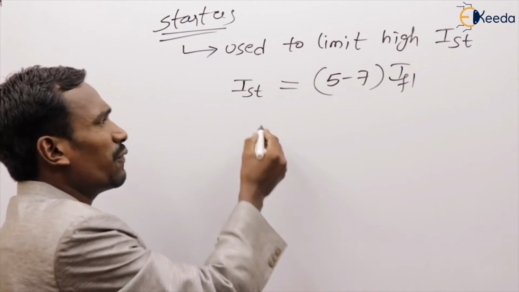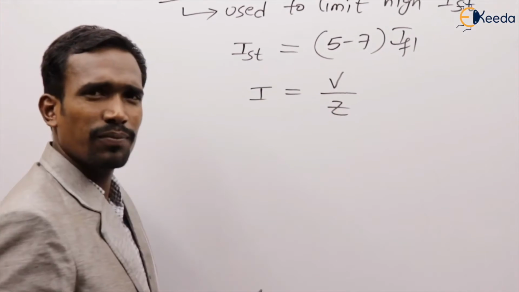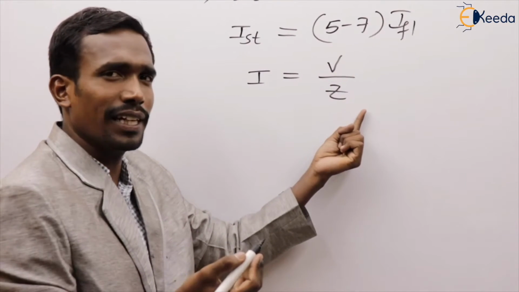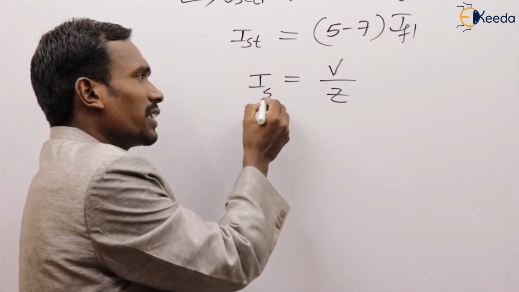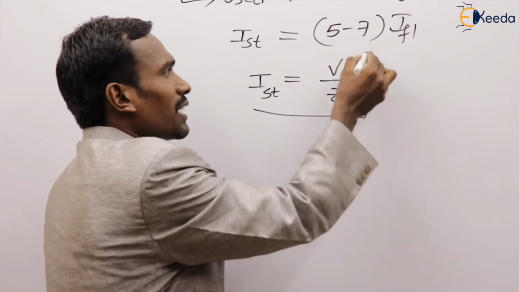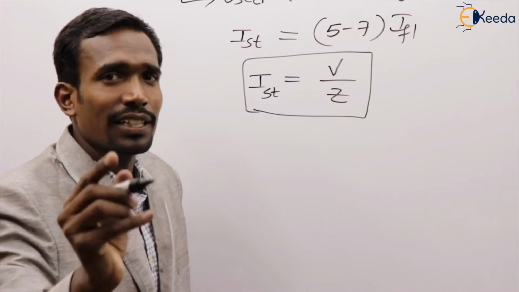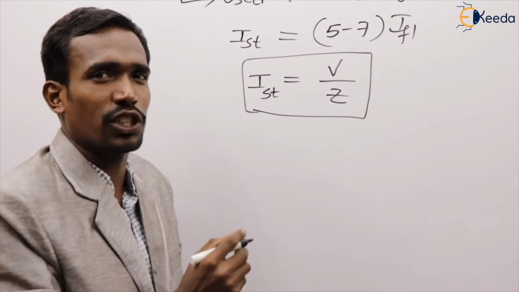So what is the formula? I is equal to V by Z. The starting current is simply V by Z. So how can we control the starting current in an AC machine like an induction machine?